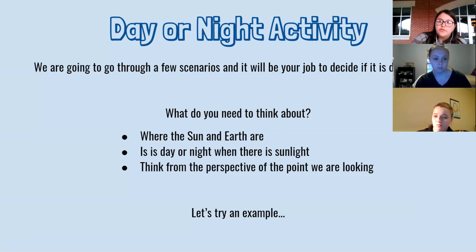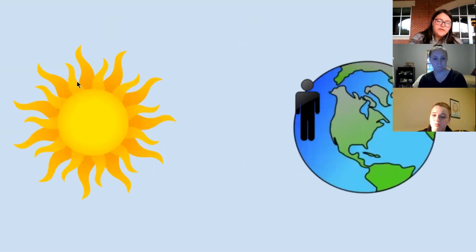All right, and we're going to try an example, and I'm going to walk you through it. So over here you see the sun, and we have our earth, and then we have this person. We're going to go by where their feet touch the earth based on if we're deciding between day or night. So based off of where this person is, are they facing the sun or are they facing away from the sun?